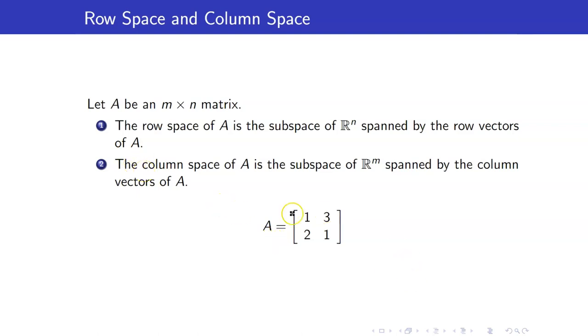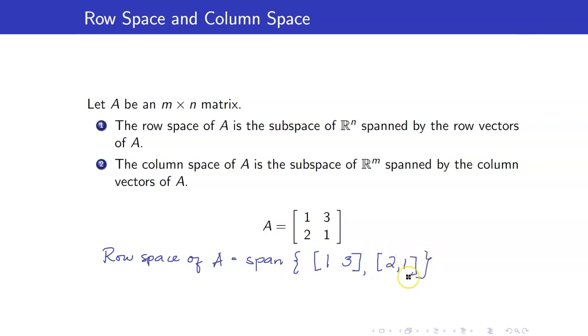So for example, I have this simple 2 by 2 matrix here. What is the row space? The row space of A is just the span of its row vectors: the span of (1, 3) and (2, 1). The column space of A is just the span of its column vectors.